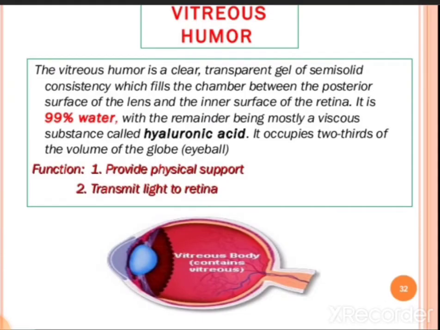Now vitreous humor. Vitreous humor is a clear, transparent gel of semi-solid consistency which fills the chamber between the posterior surface of the lens and the inner surface of the retina. It is 99% water, with the remainder being mostly a viscous substance known as hyaluronic acid. It occupies 2/3 of the volume of the globe of the eyeball. It provides physical support and transmits the light to the retina.